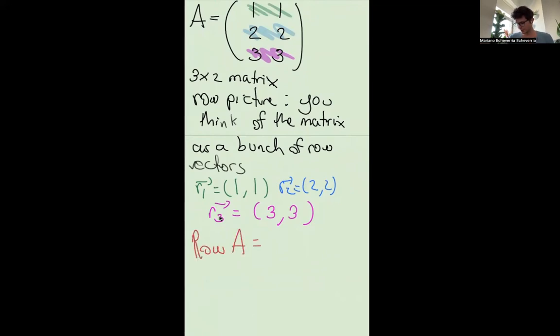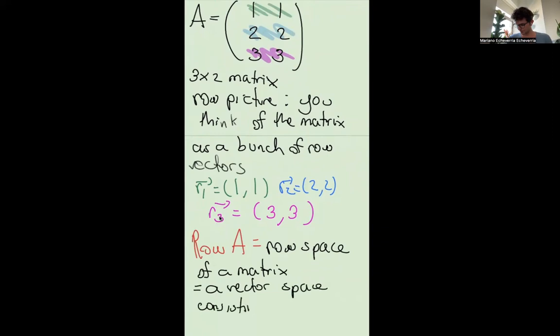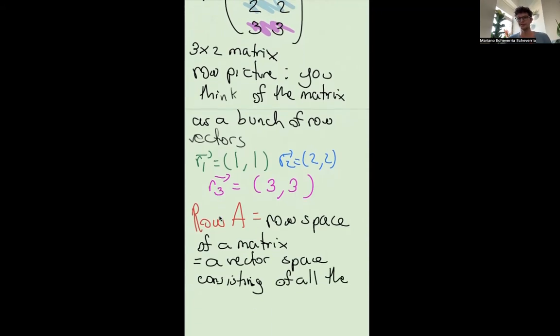This is called the row space of a matrix. This is just a vector space consisting of all the vectors which are linear combinations of the rows of the matrix.